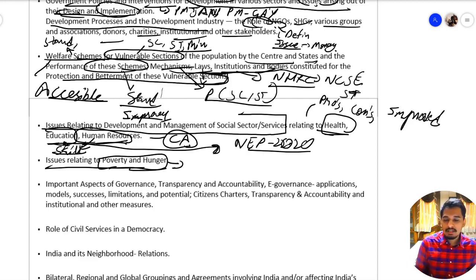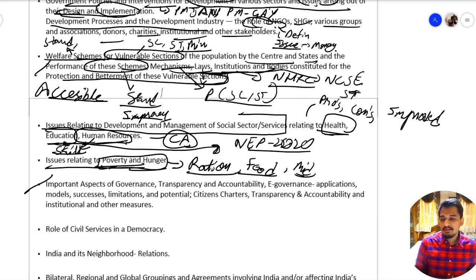One of the government steps is the ration card scheme. Then we are doing food fortification also. Then we have midday meal also for eliminating poverty and hunger. Then we have important aspects of governance. What are the important aspects of governance? Like we have transparency, accountability, citizen participation. These are important aspects of governance.